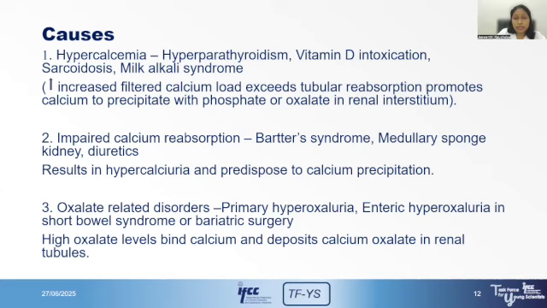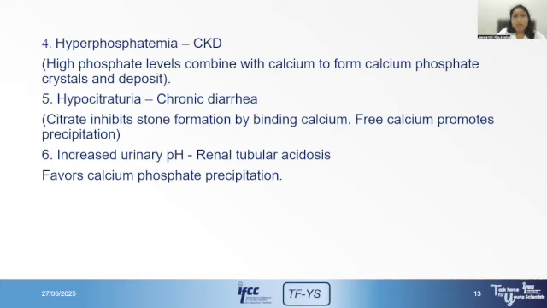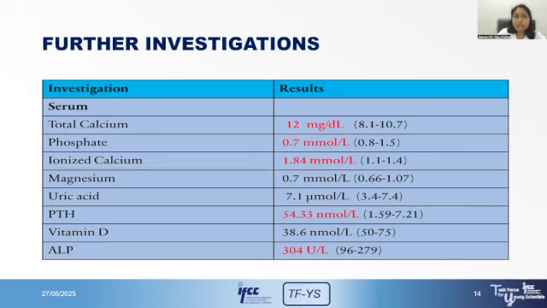To exclude these chemical promoters and inhibitors, we further investigated the patient with serum and urine tests. His total calcium was very high at 12 milligram per deciliter. Phosphate was low at 0.7 millimole per liter. Ionized calcium was high at 1.84 millimole per liter. His magnesium and uric acid levels were normal. He was found to have a very high PTH value of 54.33 nanomole per liter, a low vitamin D level of 38.6 nanomole per liter, and a high ALP level of 304 units per liter.